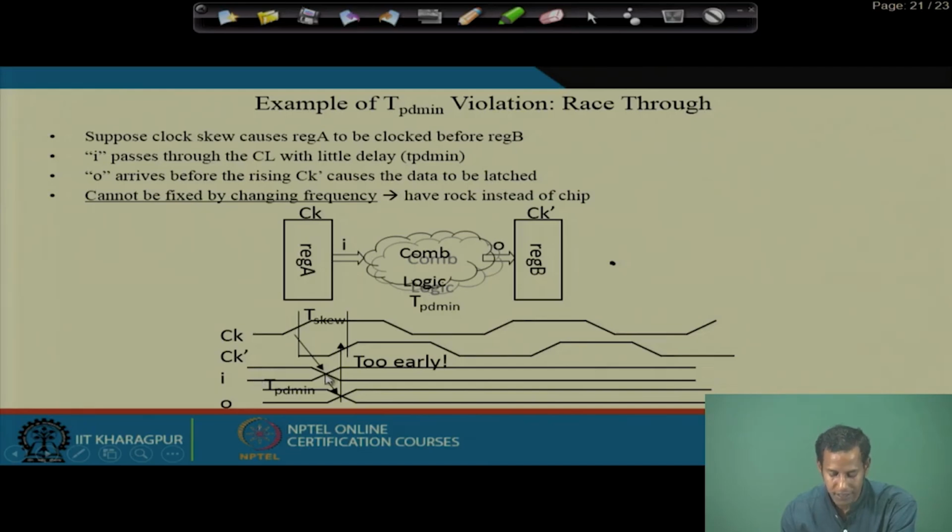If I is changing the data over here, depending on the output from this combinational logic, it will come at this particular edge, and it comes at the edge where the skewed clock is changing from 0 to 1. At that time the output from the combinational logic changes its value. This creates a problem, and the recognition of the data will be incorrect. So, the output arriving before the rising of the skewed clock causes the data to be latched.